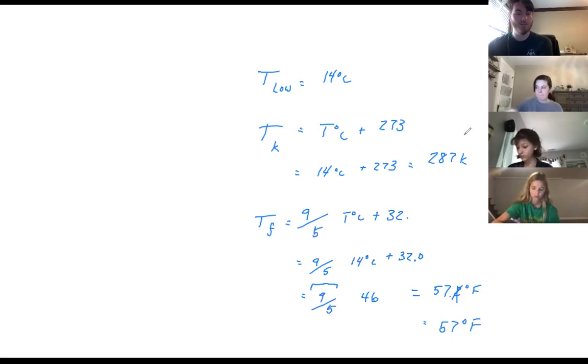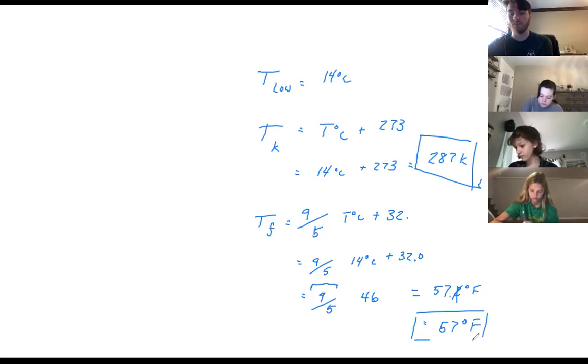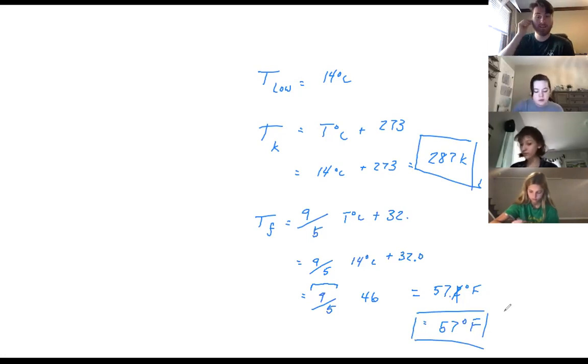So it's all about sig figs with these, which is usually where my students start complaining at me. But those should be your two values, 287 Kelvin and 57 degrees Fahrenheit. You want to plug those in, Maris? Make sure that we're right.